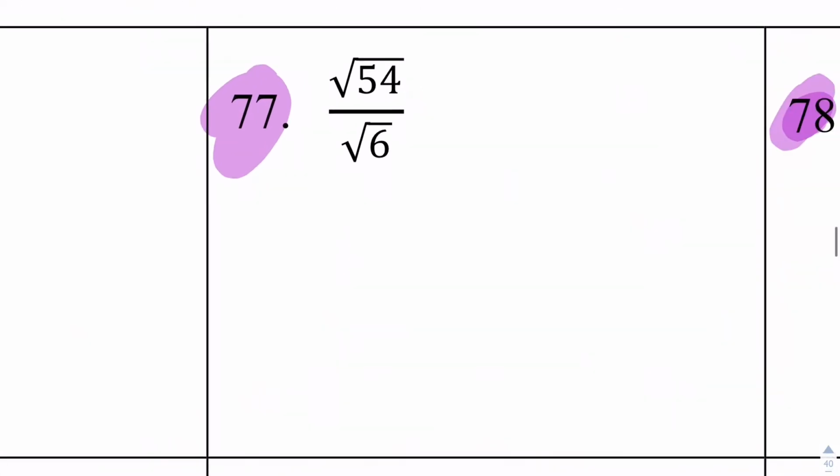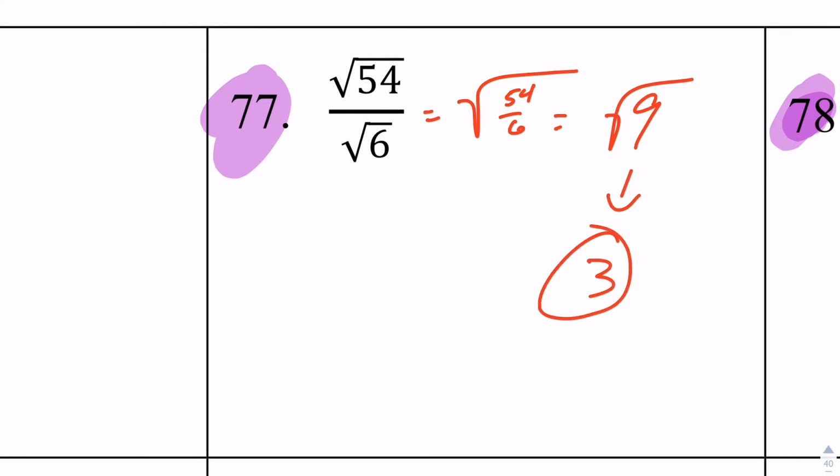Okay, but on 77, neither 54 nor 6 is a perfect square, right? And those perfect squares are those numbers I had written in blue. So I don't want to break these apart. So I'm going to put them back together. Well, 54 divided by 6 is 9. Still under the radical, but the square root of 9 is 3. Now it's not under the radical.